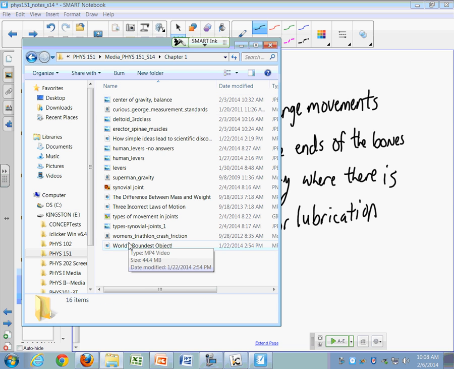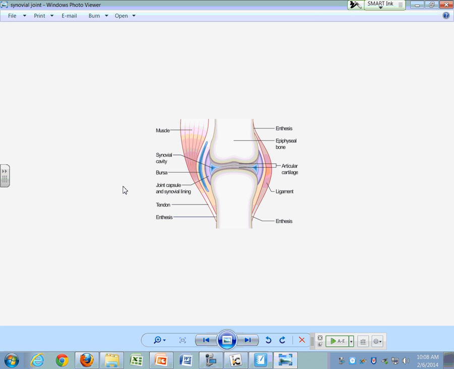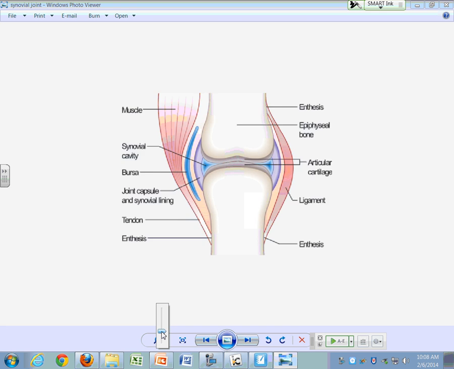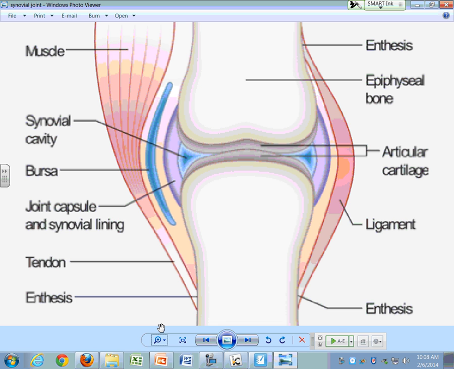Let's see. So here is our synovial joint. You see you have these two bones that come together. Let me zoom in a little bit. These two bones come together, and they're covered in this cartilage right here, the ends of the bone. And then you have these synovial cavities that allow this fluid to come between the bones.